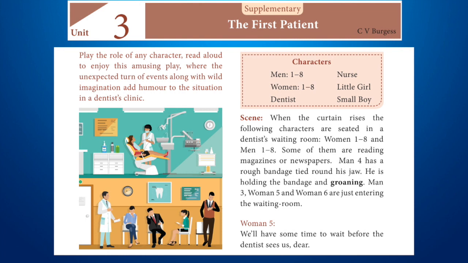When the curtain rises, the following characters are seated in a dentist's waiting room: women 1 to 8 and men 1 to 8. Some of them are reading magazines or newspapers. Man 4 has a rough bandage tied around his jaw. He is holding the bandage and groaning. Man 3, woman 5, woman 6 are just entering the waiting room.